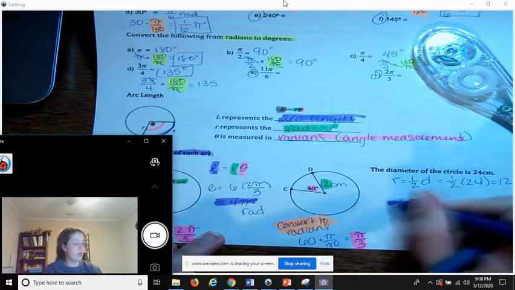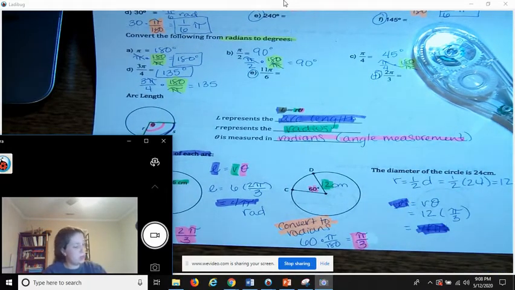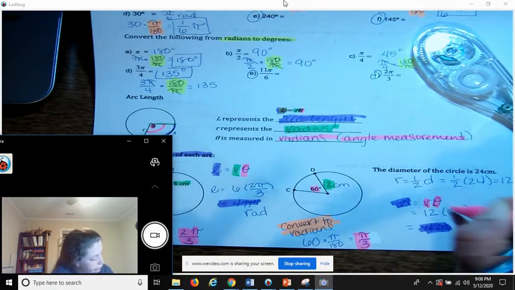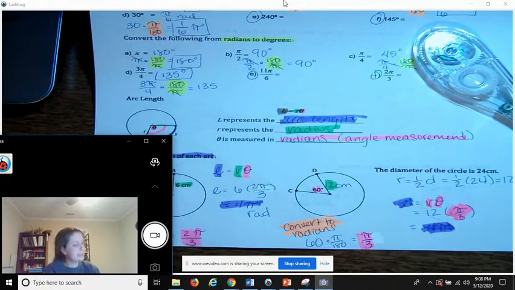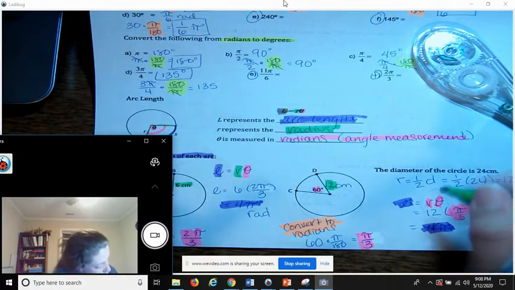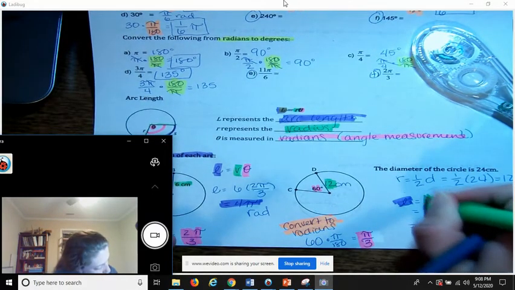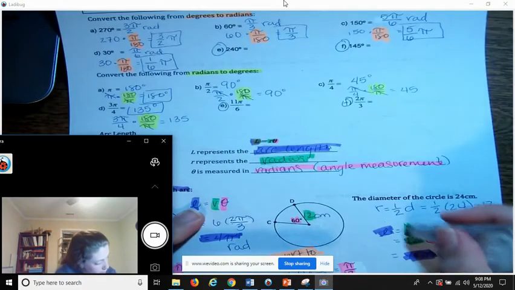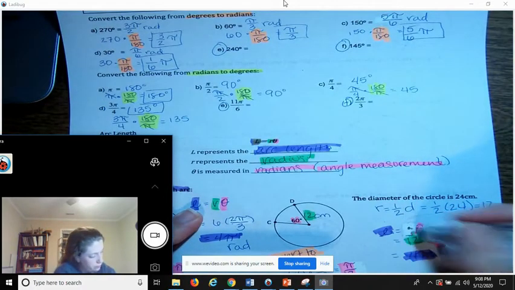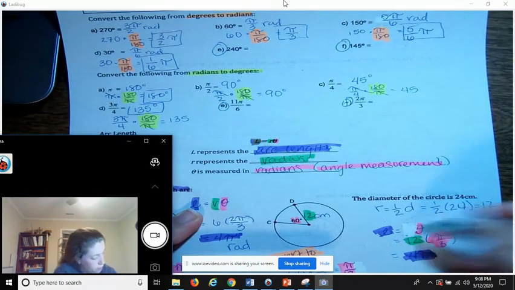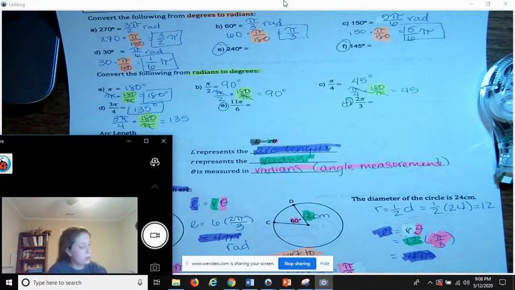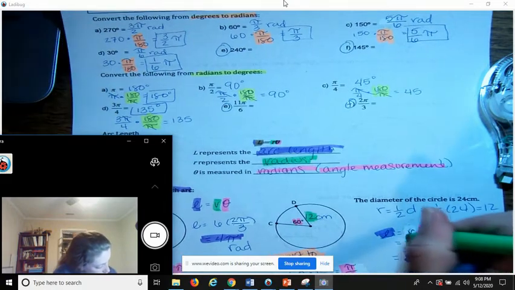Our radian was the pink. Radius is what this is, and that was our green, and that was the 12. I'm just going to wipe that out and fix it. So R should have been green.